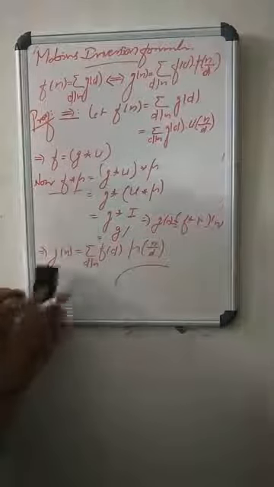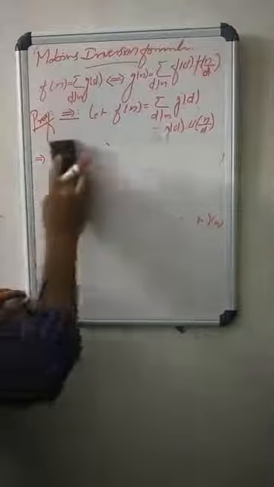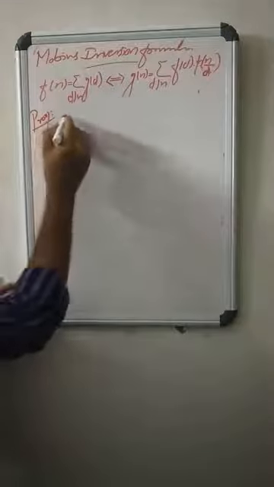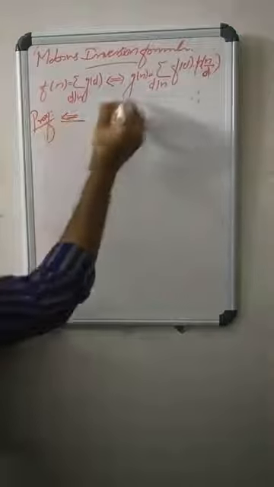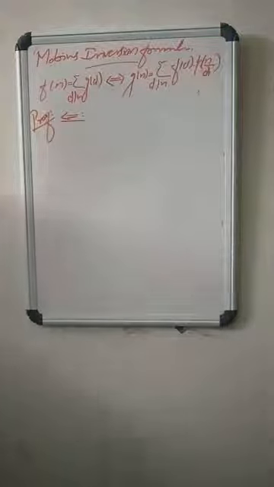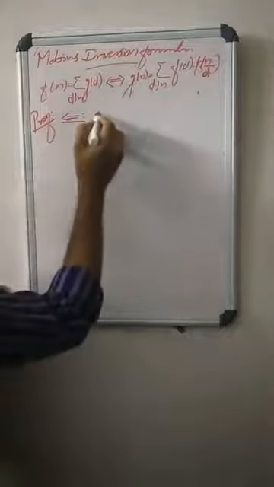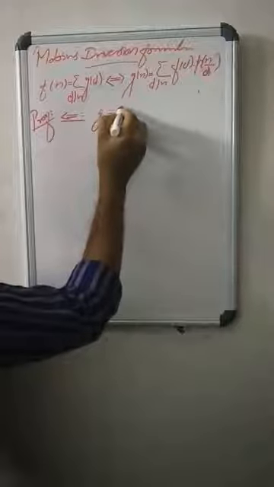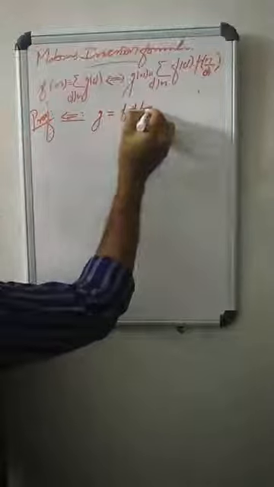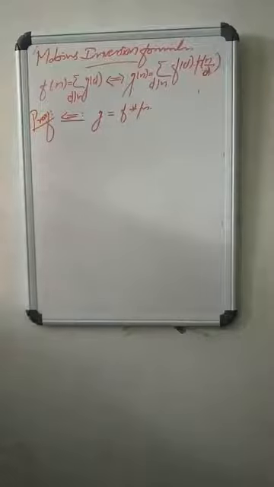Now come to the reverse inversion. What is the reverse inversion? For the sufficient argument, we suppose that g of n equals sigma over d divides n f of d into mu of n by d. So from here it is given that g equals f star mu.